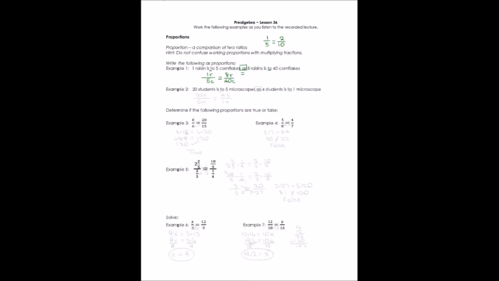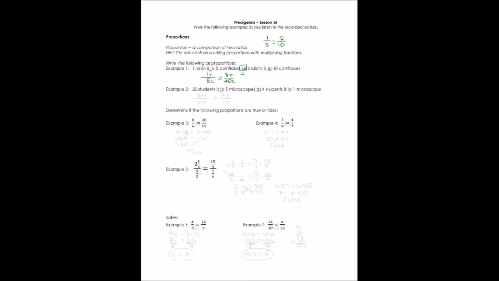As you can see, it is one fraction equaling another fraction. And like we said with proportions, labels are very important. Look at example 2, and let's see if we can set this one up. 20 students is to 5 microscopes as 4 students is to 1 microscope.